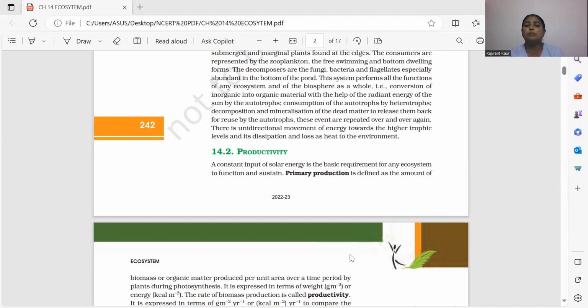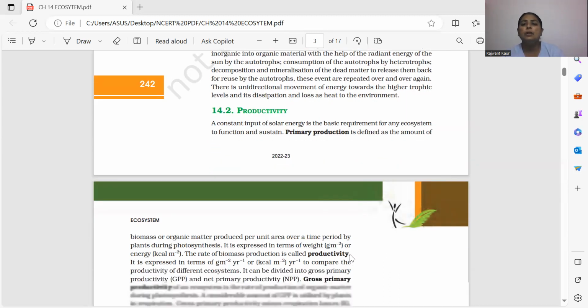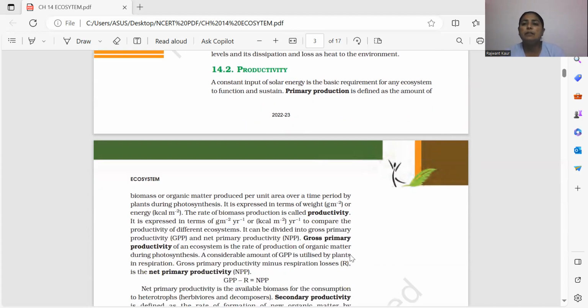As this is the amount of biomass or organic matter, it is expressed in terms of weight, and the unit of weight here is gram per meter square. Or if it is expressed in the form of energy, then the unit is kilocalories per meter square. So the rate of biomass production is actually productivity. This productivity is further divided into gross primary productivity or net primary productivity. So what is gross primary productivity?